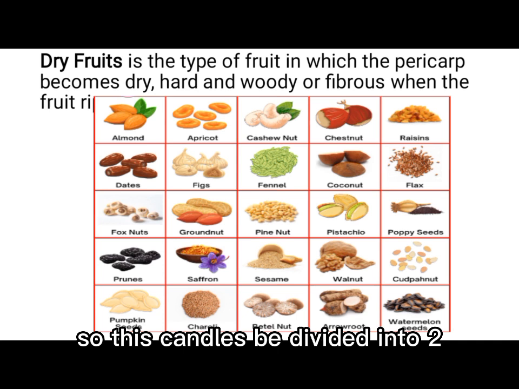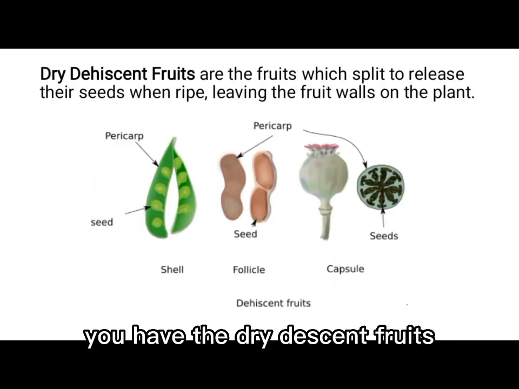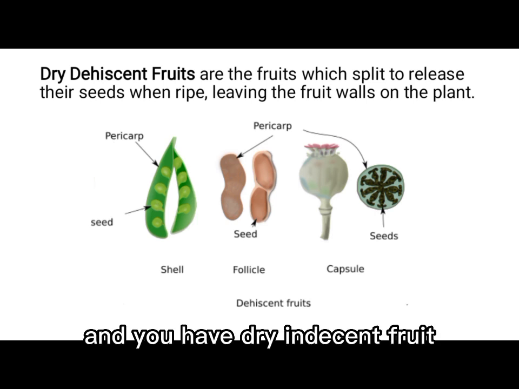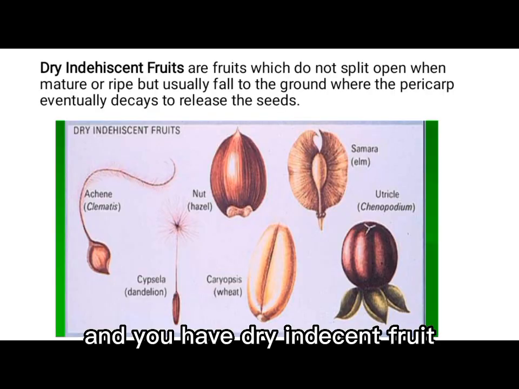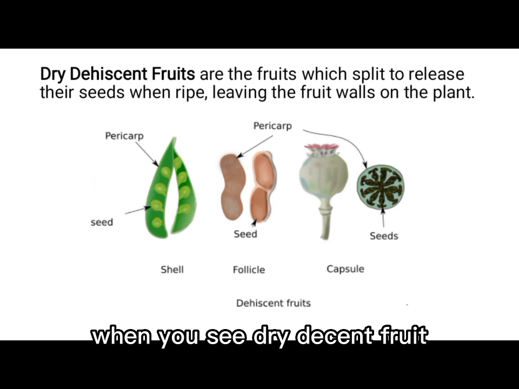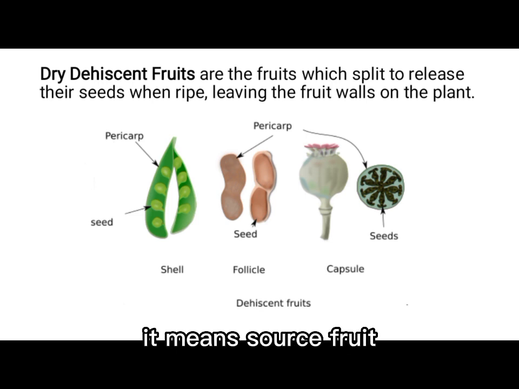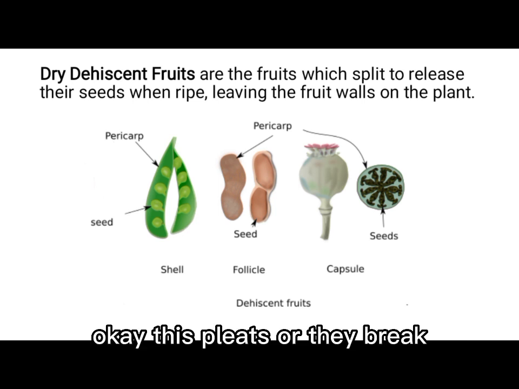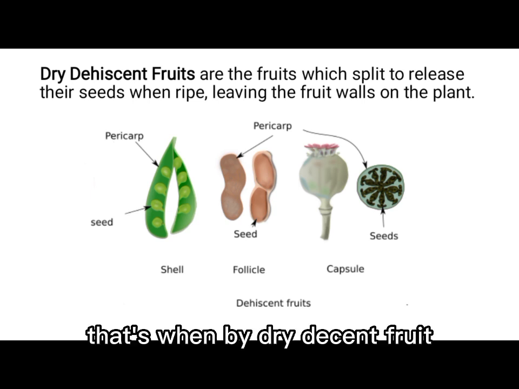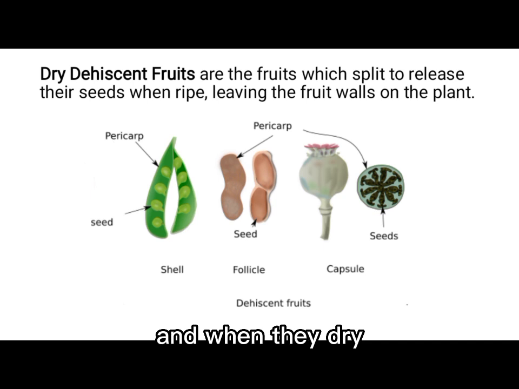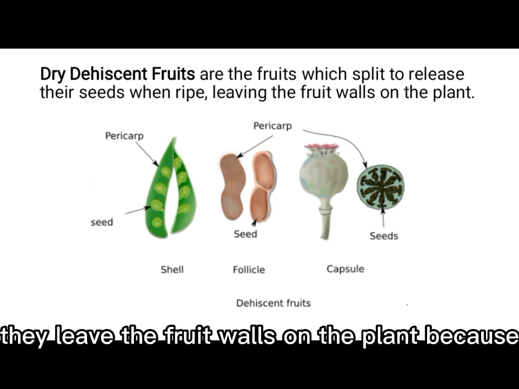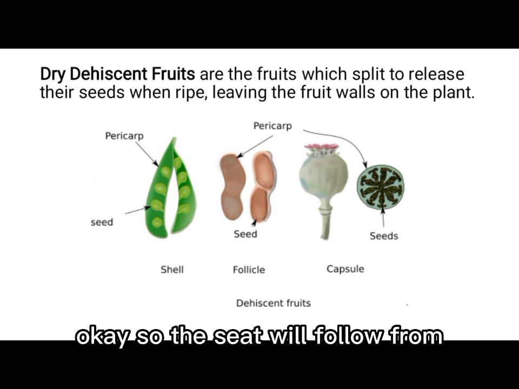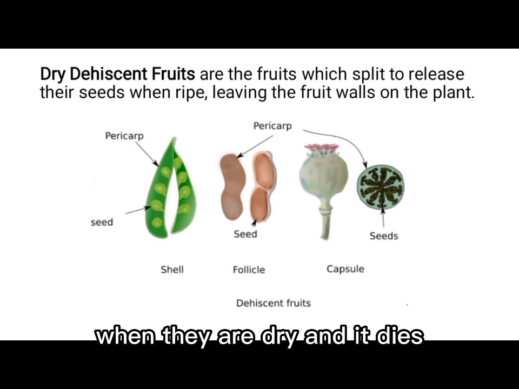So this can also be divided into two. You have the dry dehiscent fruit and you have the dry indehiscent fruit. When you say dry dehiscent fruit, it means such fruit, when they dry, they split or they break. That's what we mean by dry dehiscent fruit. And when they dry, they leave the fruit walls on the plant. The seed will fall off from it when they are dry.